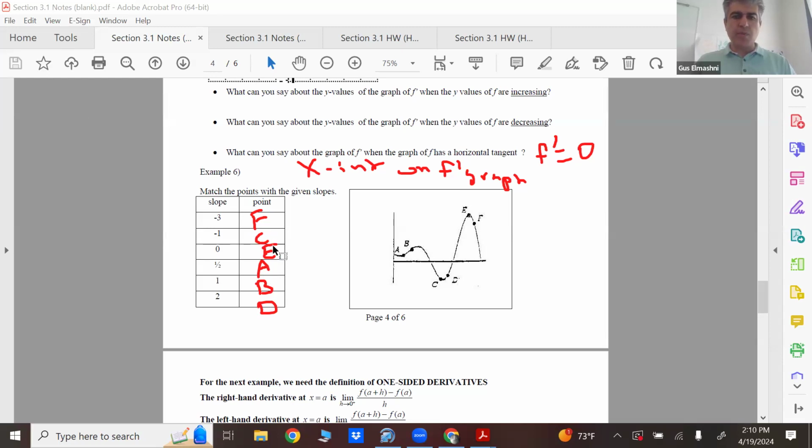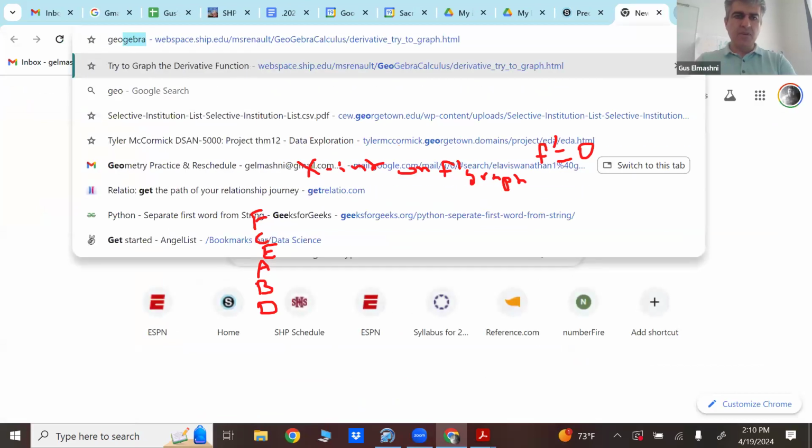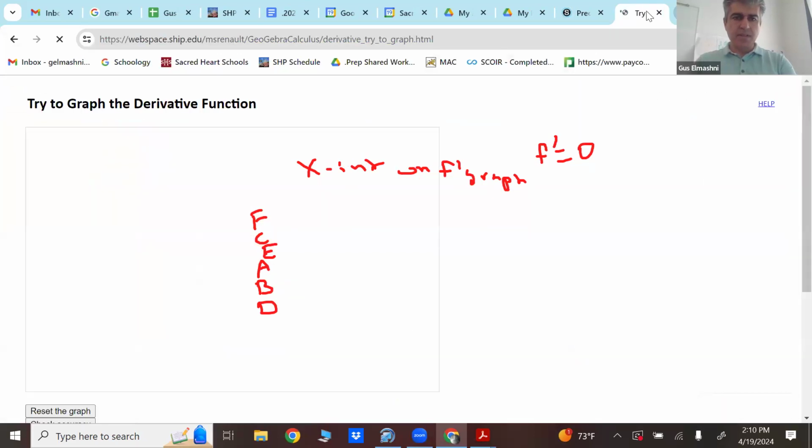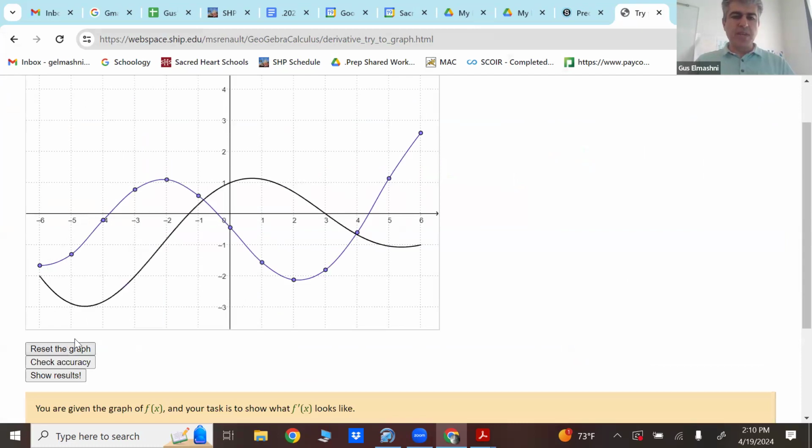So what I want to show you guys right now, just to kind of break the monotony of these notes, GeoGebra. Yeah, this is a good one. I like this. So this is a kind of a neat little exercise. I'll put this link in school just so you guys can try it. So just reset it. Okay.